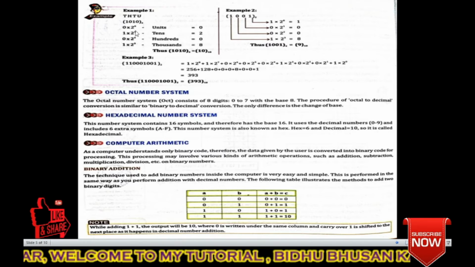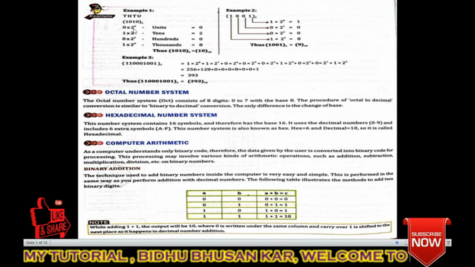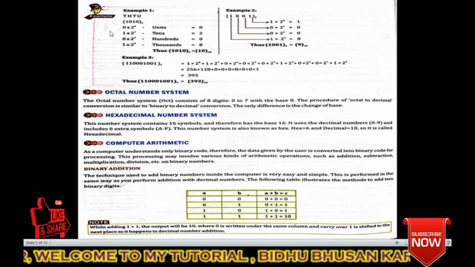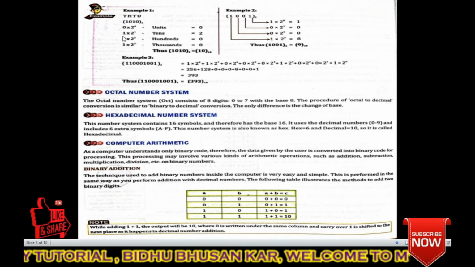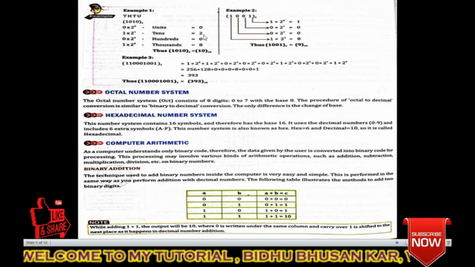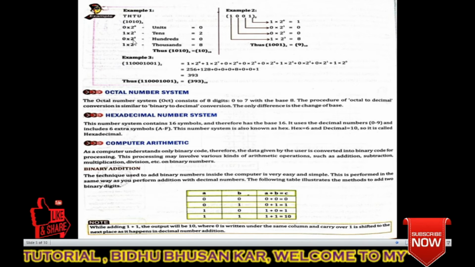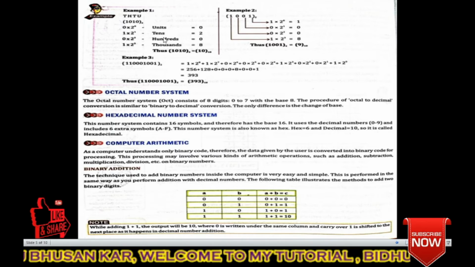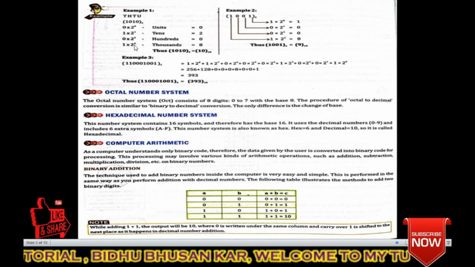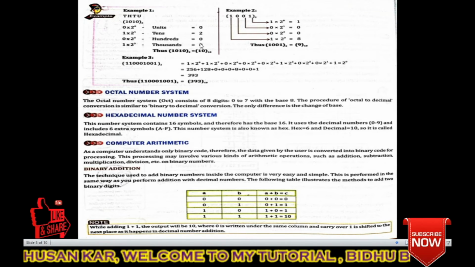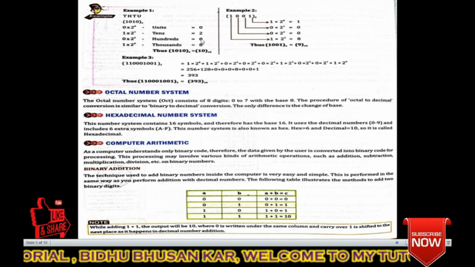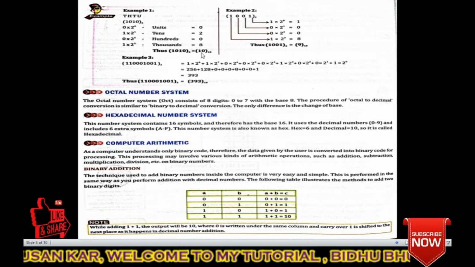Then you have to find out 2 to the power 0 means 1. 1 into 0 equal to 0, like we did previously. 1 into 2 to the power 1, 2 to the power 1 means 2, 2 into 1 equal to 2. See, 2 to the power 2 means 4. 4 into 0, 0. 2 to the power 3 means 2 into 2 into 2. 2 into 2, 4. 4 into 2, 8. 8 into 1, 8. So if you add 0 plus 2, 2. 2 plus 0, 2. 2 plus 8, 10. So here is the answer, 10.